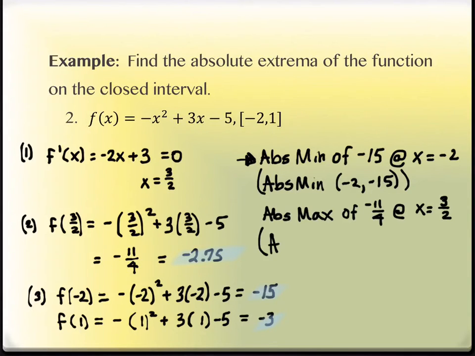Or again, if you're thinking about it in ordered pair notation, this is an absolute max, which is 3/2, that's my x value, -11/4, which is my y value. Okay, is that all right? Okay, we're going to do one that's a little bit messier.